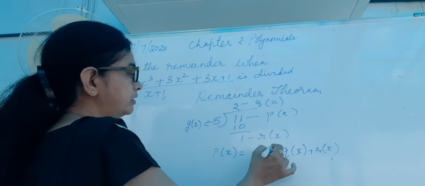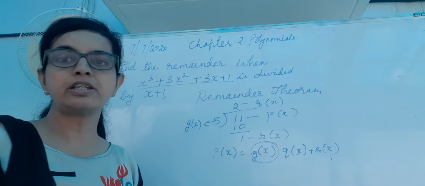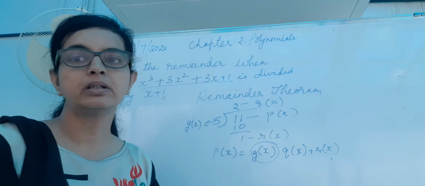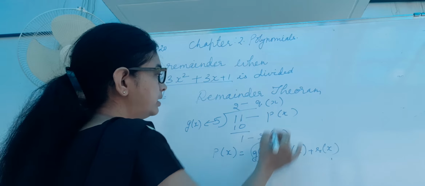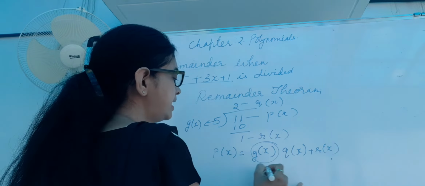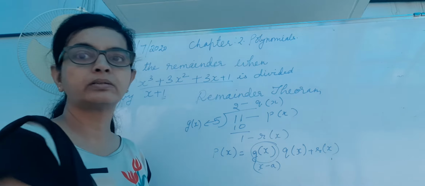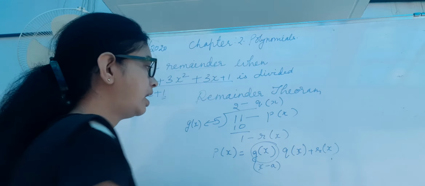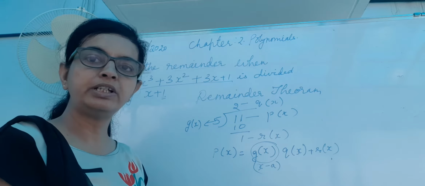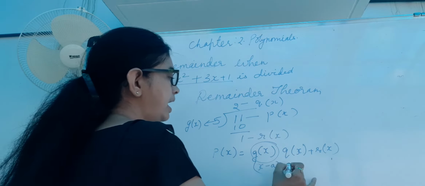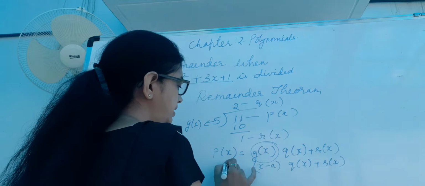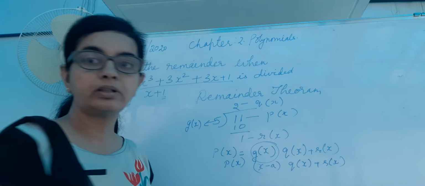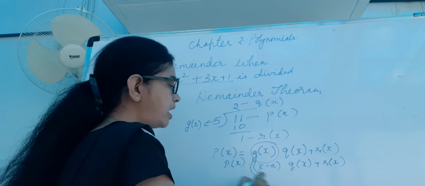Now, there is one condition: g(x) has to be a linear polynomial. To make it a linear polynomial, write it in the form x minus a. This is the standard form of a linear polynomial. And this is q(x) plus r(x). Here is p(x). Now I want this part to be 0.